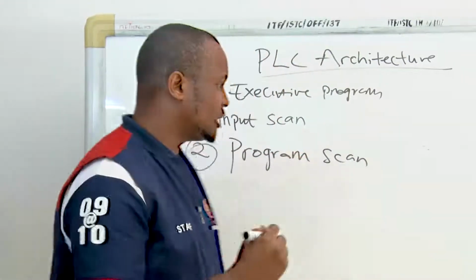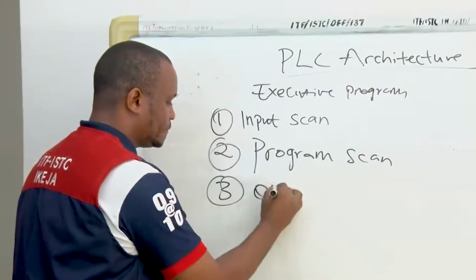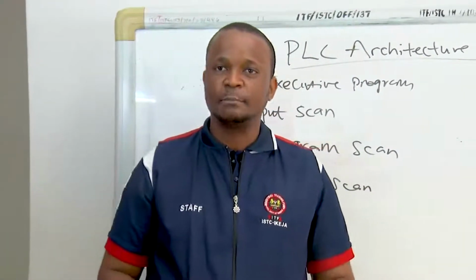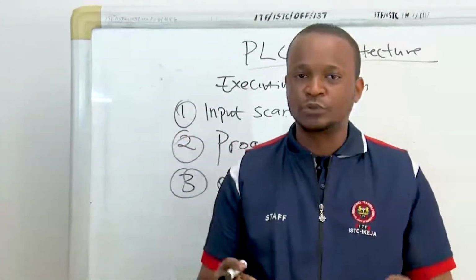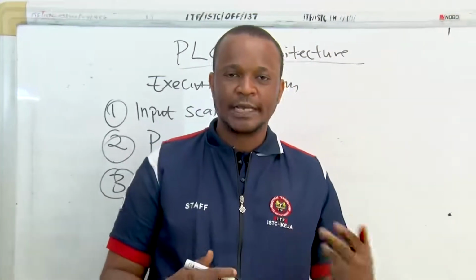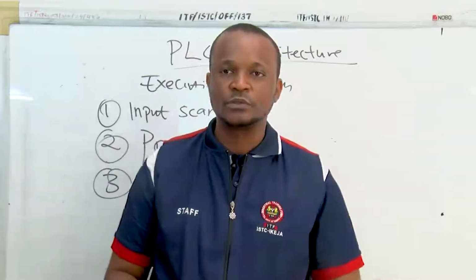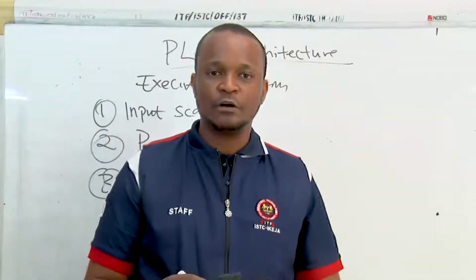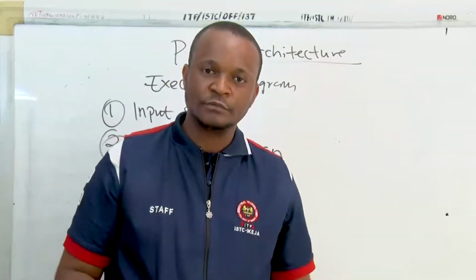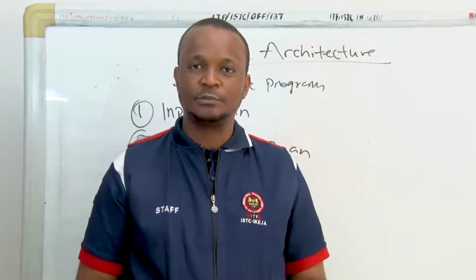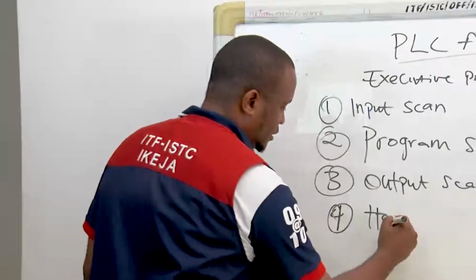The third one, which is the output scan. Now, the output scan means it can now execute whatever information it has received by energizing all the outputs that are connected to the PLC. So, like I said, immediately it scans the inputs, it updates the program, and then updates the outputs by way of turning on the valve or switching off the supply, the output supply to whatever thing you have connected the PLC to.